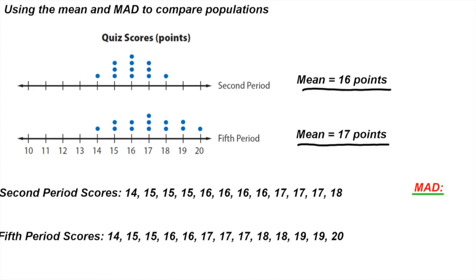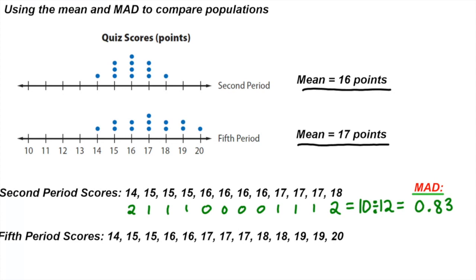And now I want to find the measure of variability. So remember, to find the MAD, we have to find out how far away each score was from the average. So for second period, I'm going to list how far away they are from the mean here. So this score was 2 points away from the mean, 1, 1, 1, 0, 0, 0, 0, 1, 1, 1, and 2 points away from the mean. And when you add all of those up, those add up to 10. And we average those to get the MAD, and there are 12 scores. So 10 divided by 12 gives us an MAD of 0.83, and I rounded that to the nearest hundredth.